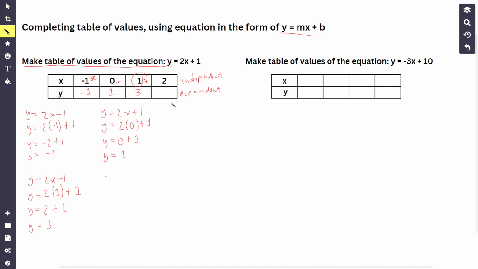And then the last one. Again, what's our equation? y equals 2x plus 1. And the value of x is positive 2. So y equals 2 times, and we replace the x with positive 2, so 2 here plus 1. So y equals, what's 2 times 2? That is 4, plus 1. So y equals 5.